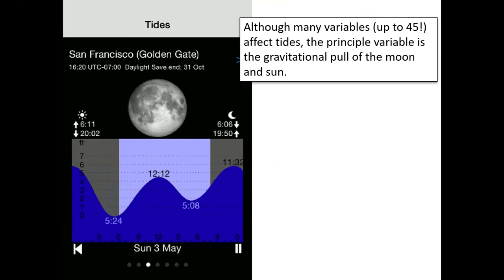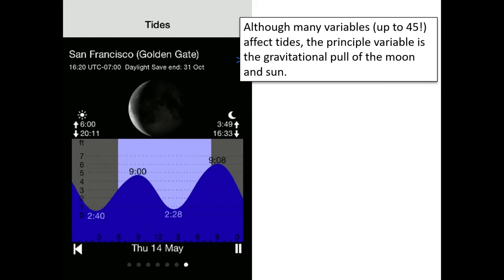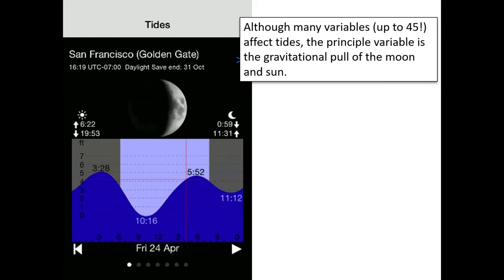Okay, so there are actually so many variables that affect tides. The principal variable is the gravitational pull from the moon. That's variable number one, the thing that really affects the tides. Variable number two is the gravitational pull from the sun. And we'll also see the centrifugal force of the Earth spinning plays a big role too. So there are a lot of variables at play. Believe it or not, there are up to 45 variables involved in predicting the tides. They're very complicated. You can get a pretty good idea of what the tides are going to be just based on the phase of the moon. But like I said, it's very complicated.